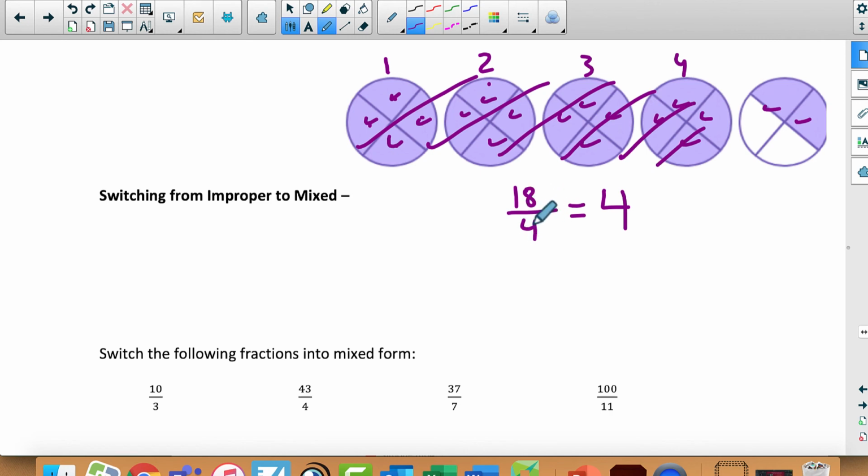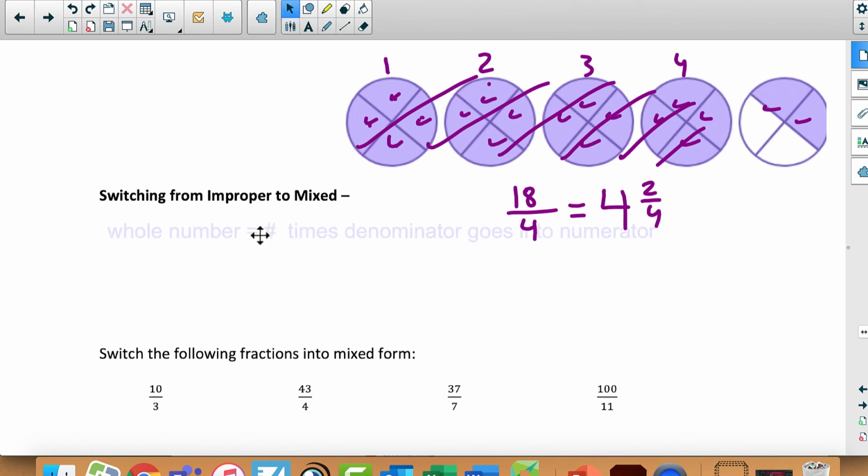Well, remember, every time you have 4, it's a whole. So how many 4s can you get in 18? You can get 4 4s. How many are left over? 2. So that's why you will still have 2 out of 4, right? This fraction right here is 2 shaded, that's the top, out of 4 total, that's the bottom. So there's your answer. Not in lowest terms, but that's what we'll do.